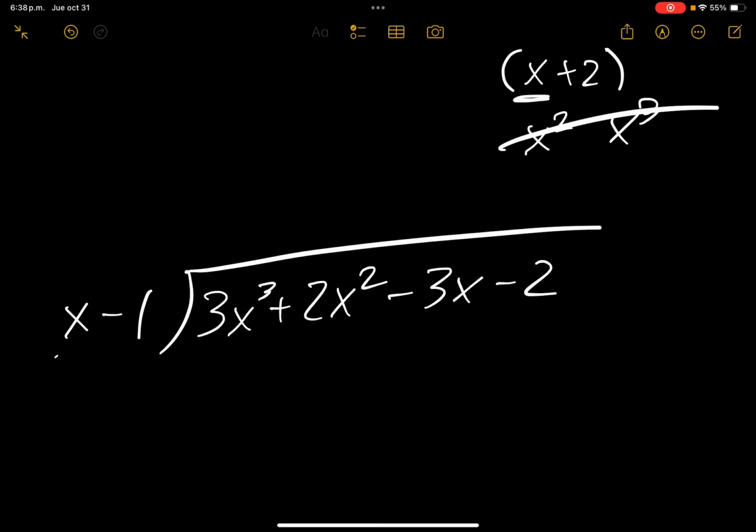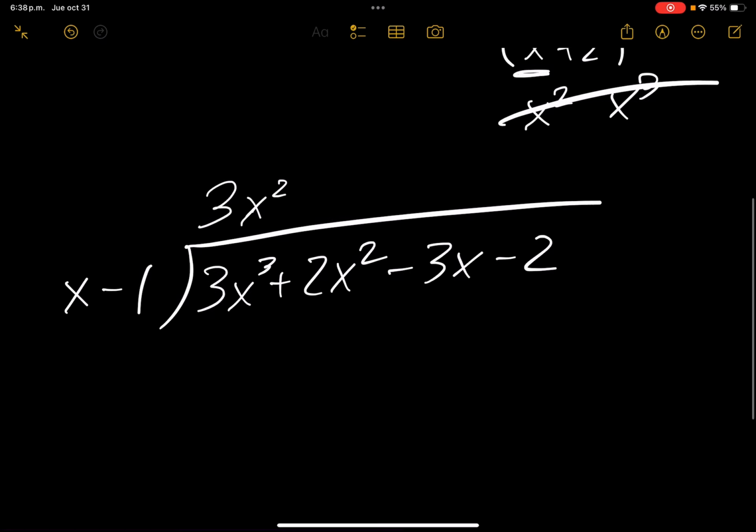We go, what is x here? What do we multiply x by to get 3x to the third? That's going to be 3 to get that 3, and then x squared to get the x to the third part. So we multiply 3x squared times x. We write that answer here, 3x to the third. Because this is a polynomial, we also have to multiply by this negative 1 right here. That gives us negative 3x squared.